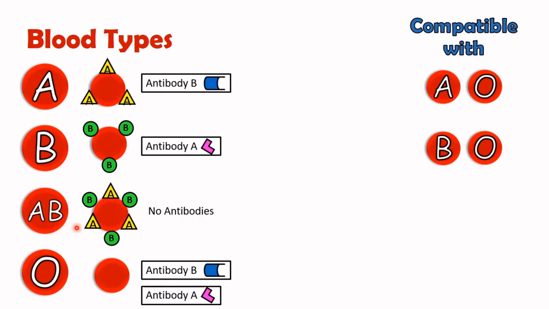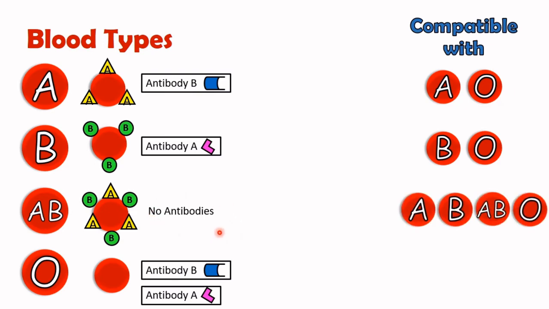Next, for the AB, it means that there are both of the antigens, which is the antigen A and also the antigen B. So remember the opposite concept. When there are both of these antigens, there are no antibodies. So AB can receive from A type, B type, AB, and also O type, meaning that no reaction occurs with these bloods. So the AB can receive from all of these bloods.